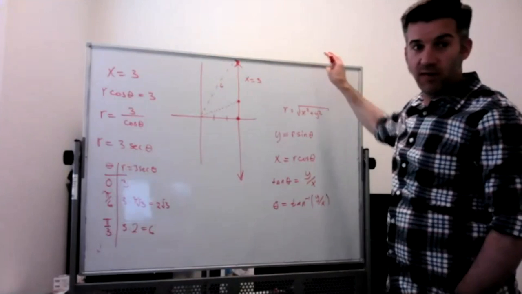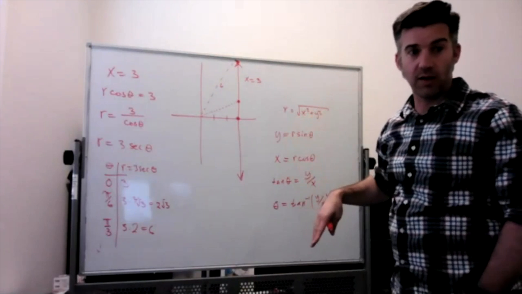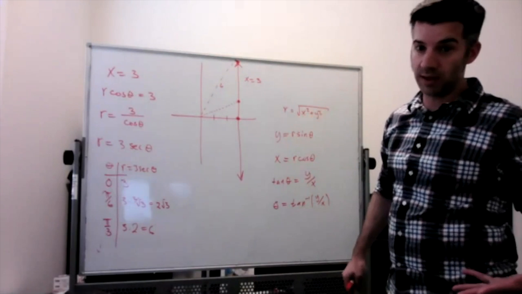In a similar way, if you want to find a horizontal line, you would end up getting r equal to something times cosecant theta.